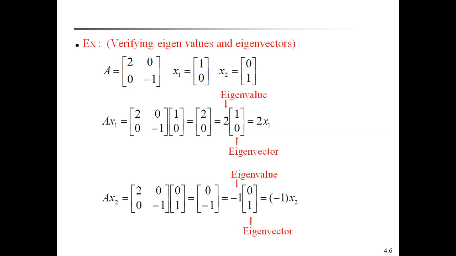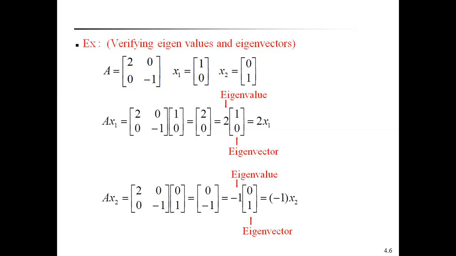Ax is equal to lambda x. A is the square matrix, lambda is the eigenvalue, x is the eigenvector. Only three terms are there. What is the equation to find the eigenvalues and eigenvectors? Ax equal to lambda x. That is the main equation to find the eigenvalues and eigenvectors.